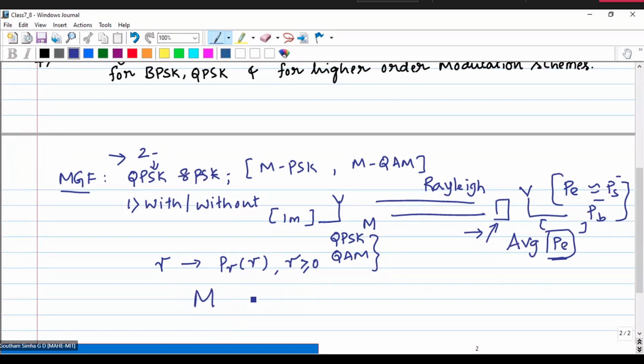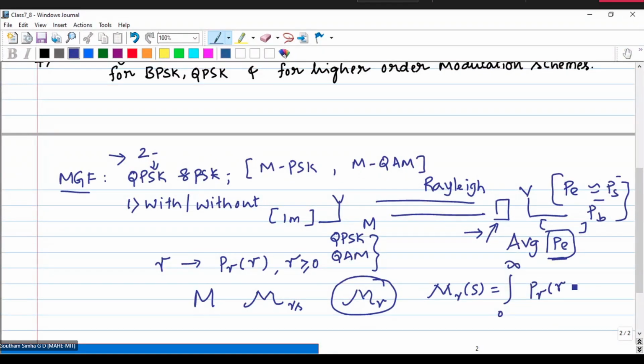Usually, it is represented as M in italics like this, M gamma S, or M gamma. This is the notation the MGF carries. What is this? M gamma of S is equal to the integration from 0 to infinity of P gamma of gamma into e to the power of S gamma into d gamma. That's how it is defined. Now, what does it mean?